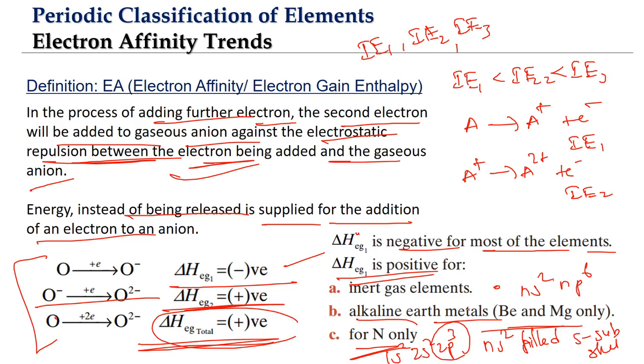Okay, so here what we see are the exceptions for the electron gain enthalpy value. Generally it is negative. But inert gases, beryllium, magnesium and nitrogen will have positive electron gain enthalpy. We are talking about the first electron gain enthalpy. The second electron gain enthalpy for all the elements is going to be positive. The third will be positive again. So only for the first electron addition, except for the inert gases, beryllium, magnesium and nitrogen, all of them will have a negative value.